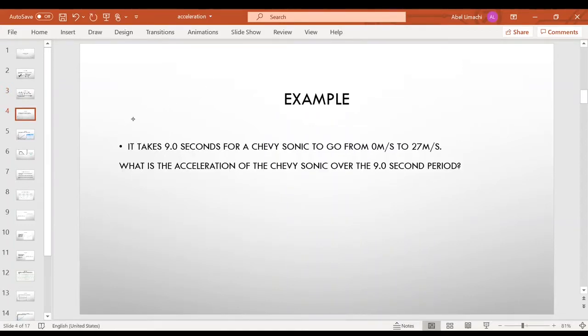Alright, let's do a quick example. It takes 9 seconds for a Chevy Sonic to go from 0 meters per second to 27 meters per second. What is the acceleration of the Chevy Sonic over the 9-second period?